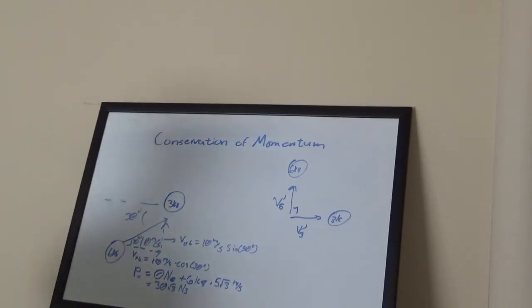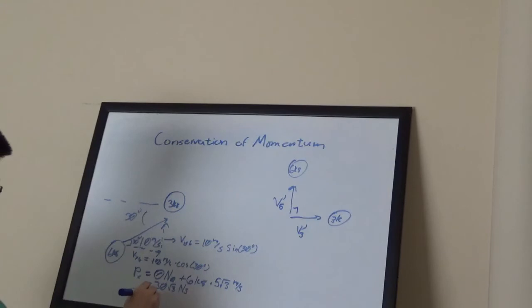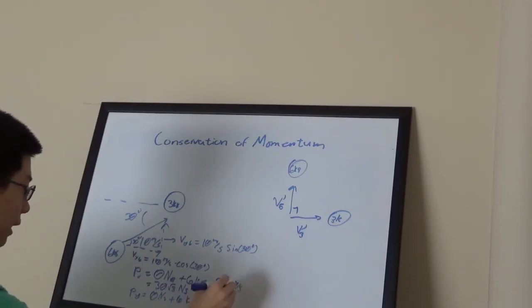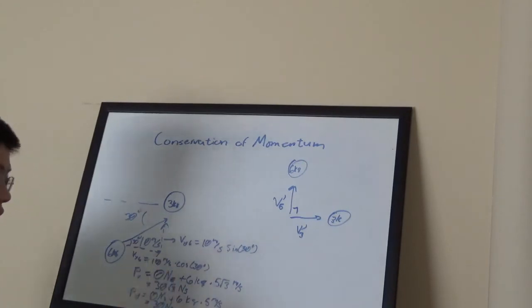Alright, so now let's find it in the y direction. Well, again, this one contributes nothing because it's not moving. But this one contributes this velocity times this mass, which is 6 kilograms, times 10 sine 30, that's 10 times 1/2, which is equal to 5 meters per second. So this whole thing evaluates to 30 Newton seconds in the y direction.